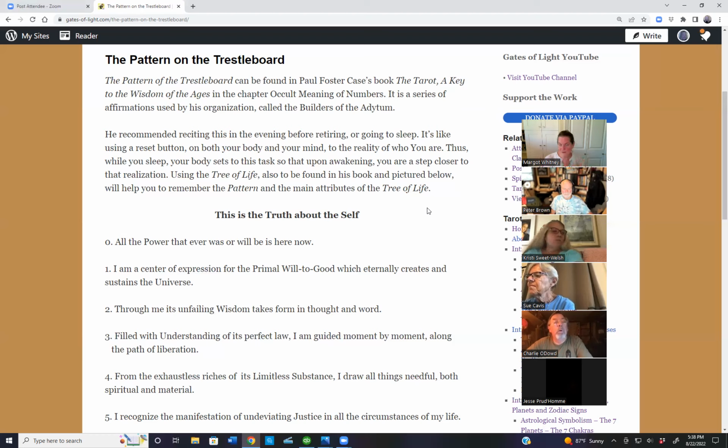So we're going back to source by reading this. This is a major reminder item. So it's a great spiritual exercise. Thus, while you sleep, your body sets to this task so that upon awakening, you are a step closer to that realization. Using the Tree of Life, also to be found in his book and pictured below, will help you to remember the pattern and the main attributes of the Tree of Life. And this is one we put together, but that's just to remind you.